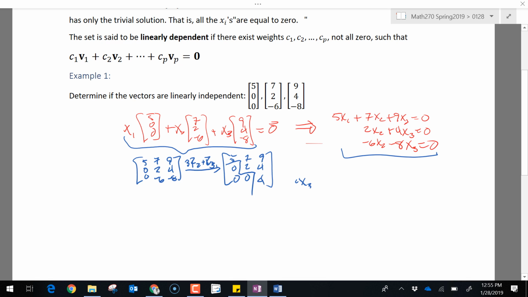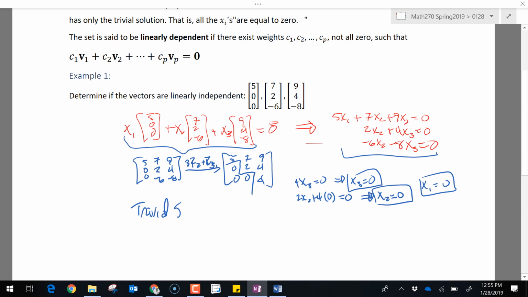So we have 4x3 equal to 0, which says that x3 is equal to 0. Then we've got 2x2 plus 4x3 equal to 0, and that's equal to 0, so x2 is equal to 0. And then you'll see that x1 is also equal to 0. So we have a trivial solution. What does that mean if we have a trivial solution? Your solution is 0, 0, 0. But what does that mean for the problem we're looking at? It's linearly independent. So a trivial solution means the vectors are linearly independent.